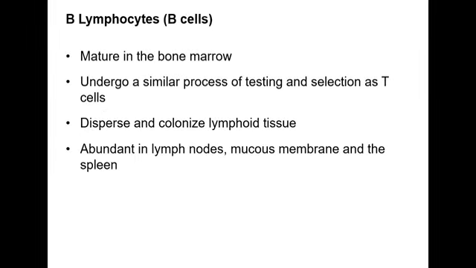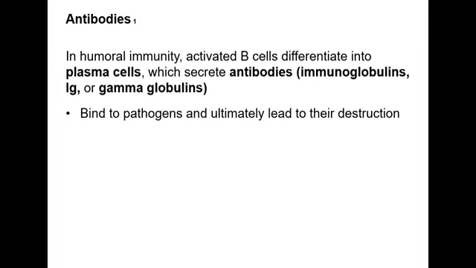As I said before, the B lymphocytes are going to instead mature in the bone marrow, and so this is going to basically undergo the same type of process as the T cells. They're going to be selected, right, depending on whether they respond to self-antigens and whether they are able to respond to foreign pathogens. And once we've selected all of the immunocompetent B cells and they have fully matured, we can then disperse them into those lymphatic tissues where they can wait and potentially come into contact with pathogens.